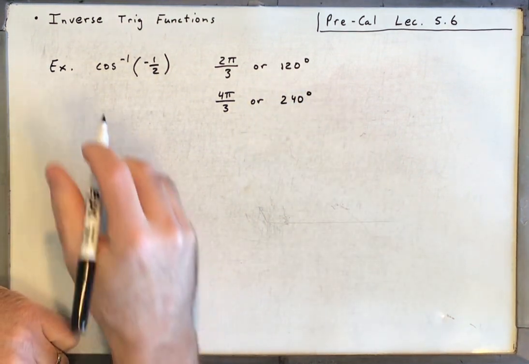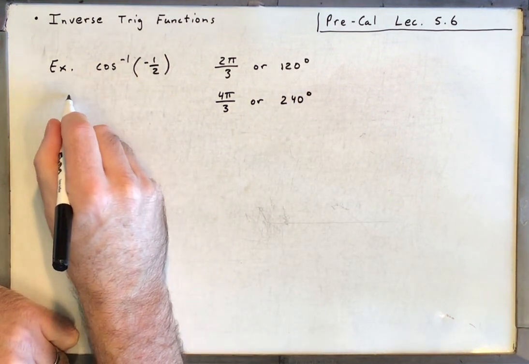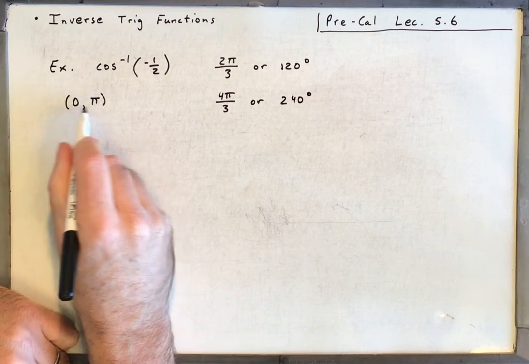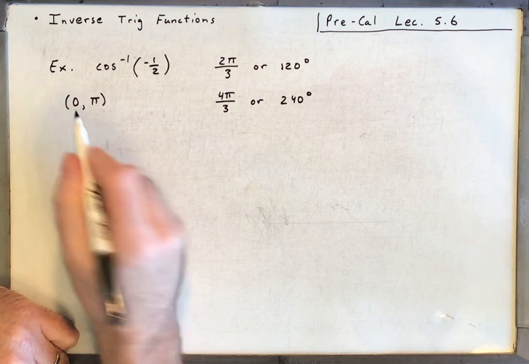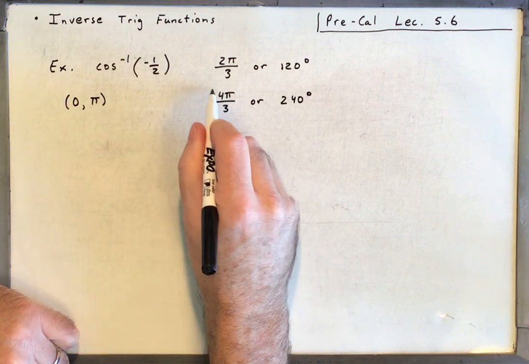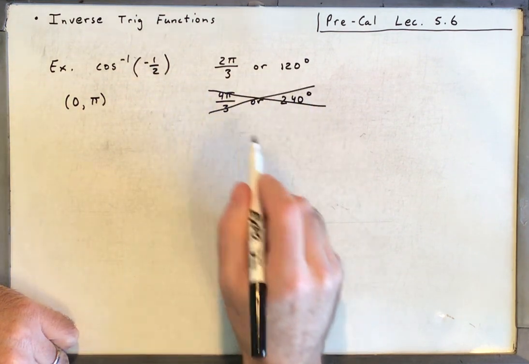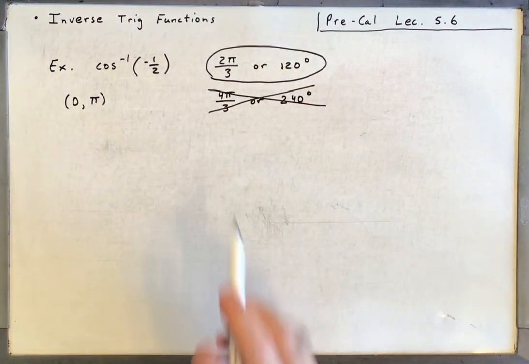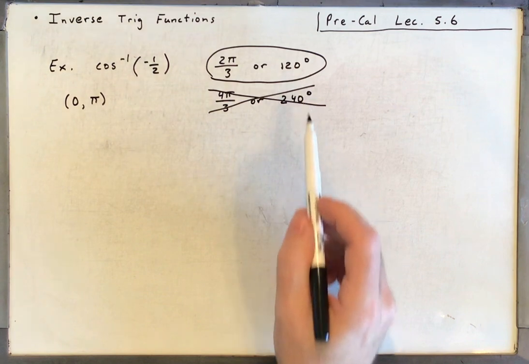Okay, so remember the domain restriction for inverse cosine is 0 to pi. All of our answers have to be between 0 and pi. Well, 4 pi over 3 is greater than pi, so we can't report that. So the only thing we can report is 2 pi over 3, or 120 degrees.